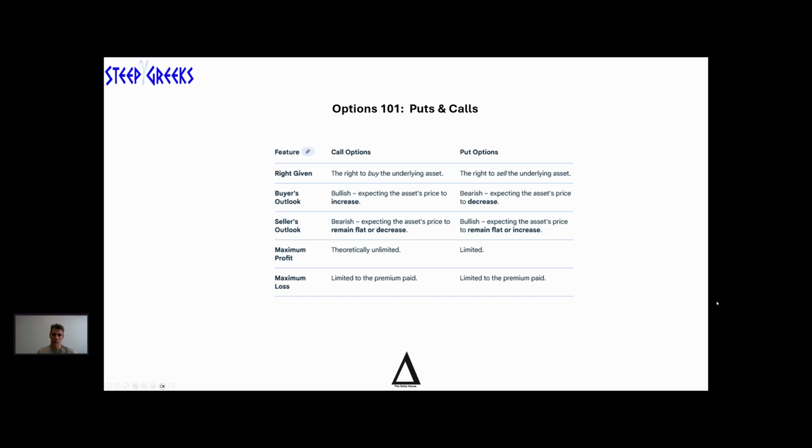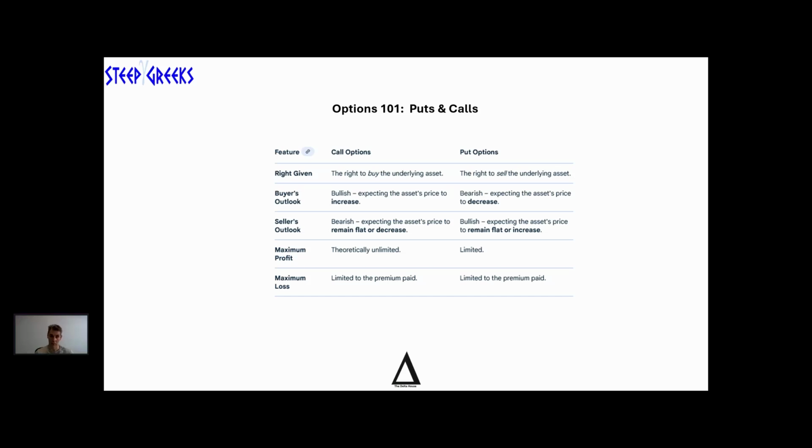So here's a visual picture of what we just talked about. Call options, the right to buy the underlying asset. Put options, the right to sell the underlying asset. You would buy a call if you were bullish, expecting the asset price to increase. Puts are bearish, meaning you would buy a put if you expected the asset price to decrease.